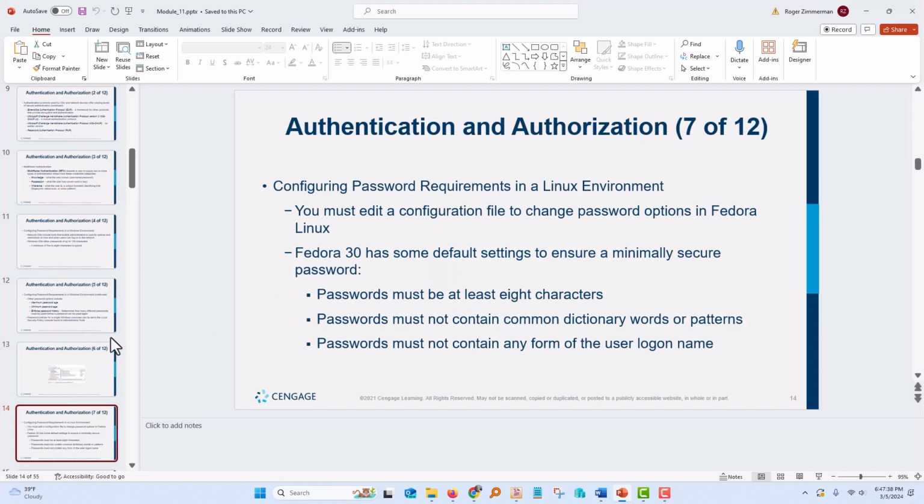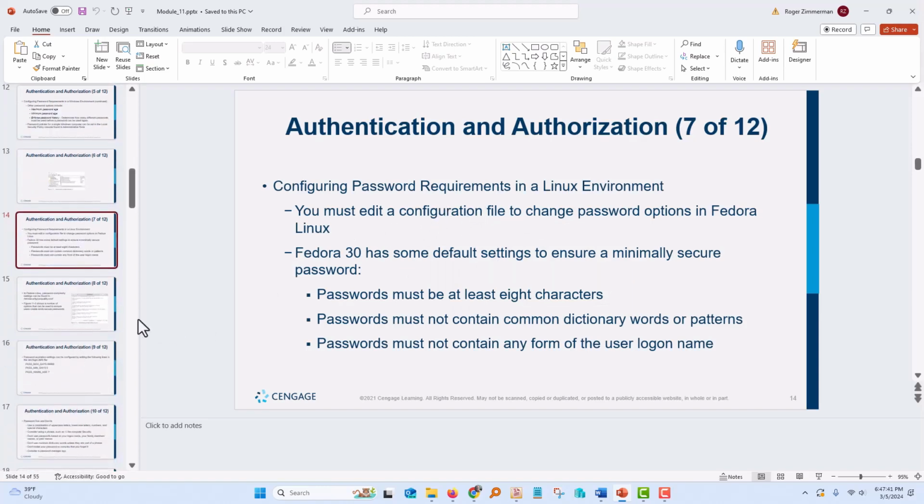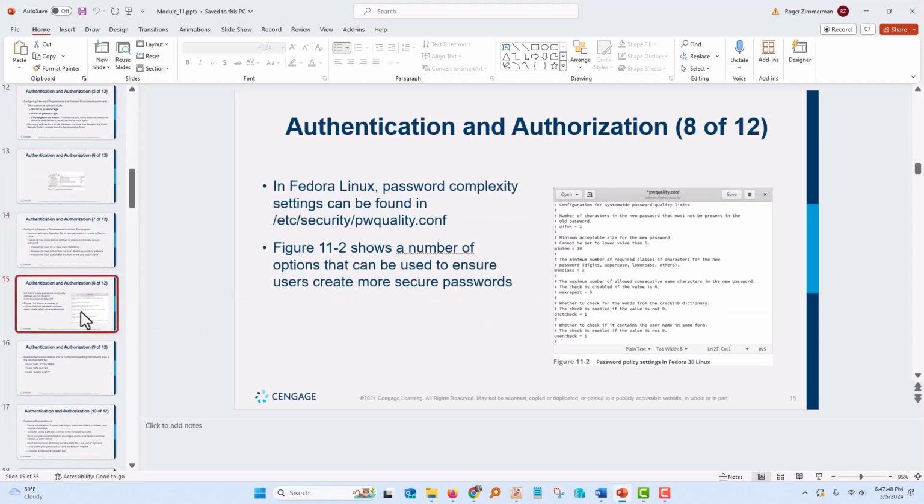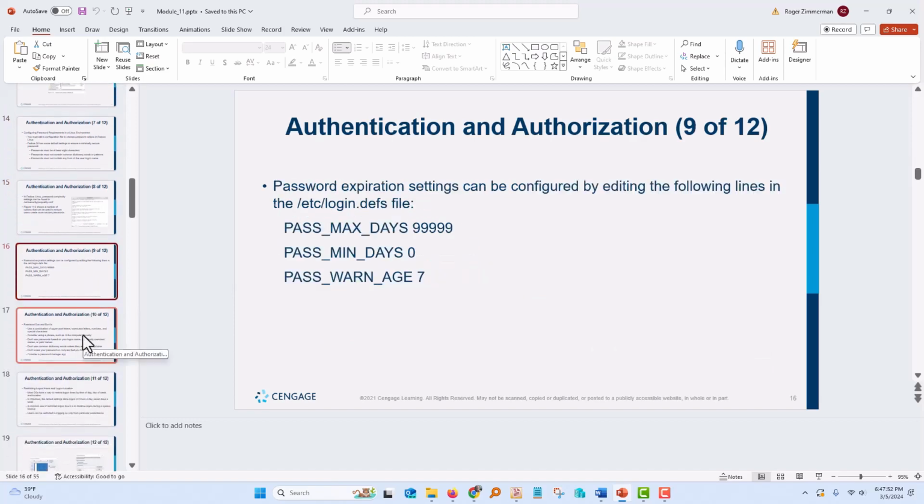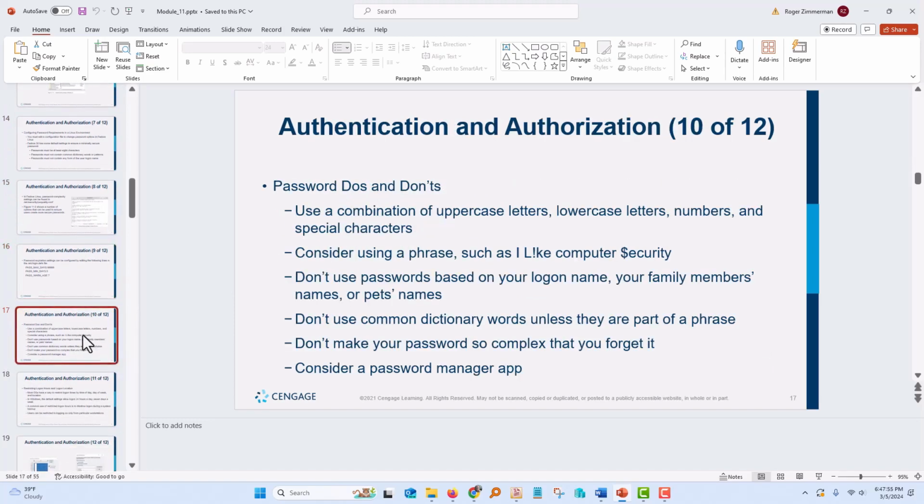Now here we have the Linux environment, and we're not going to dwell on the Linux environment, and I take out any questions specifically on Linux in the quizzes because we're not particularly interested in the Linux stuff. So we have several slides on that here.